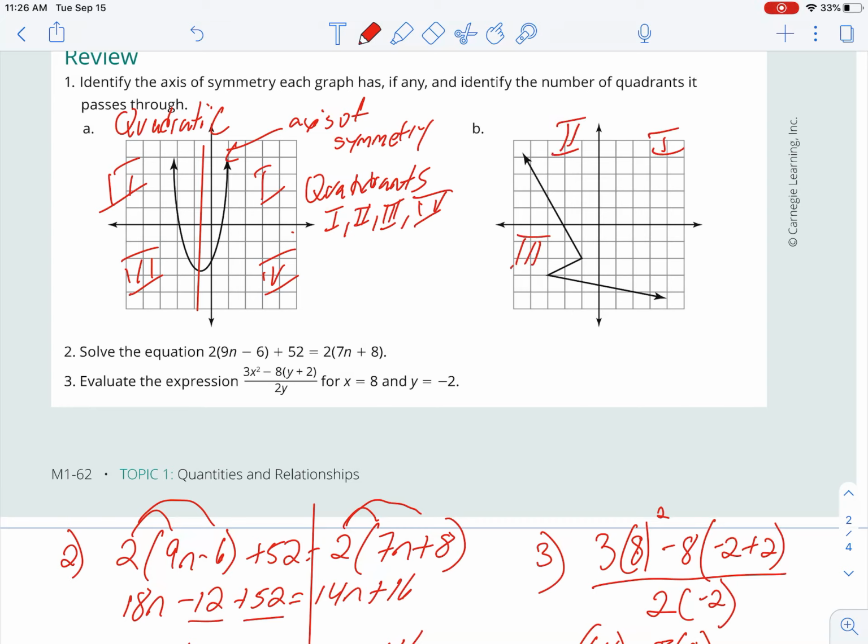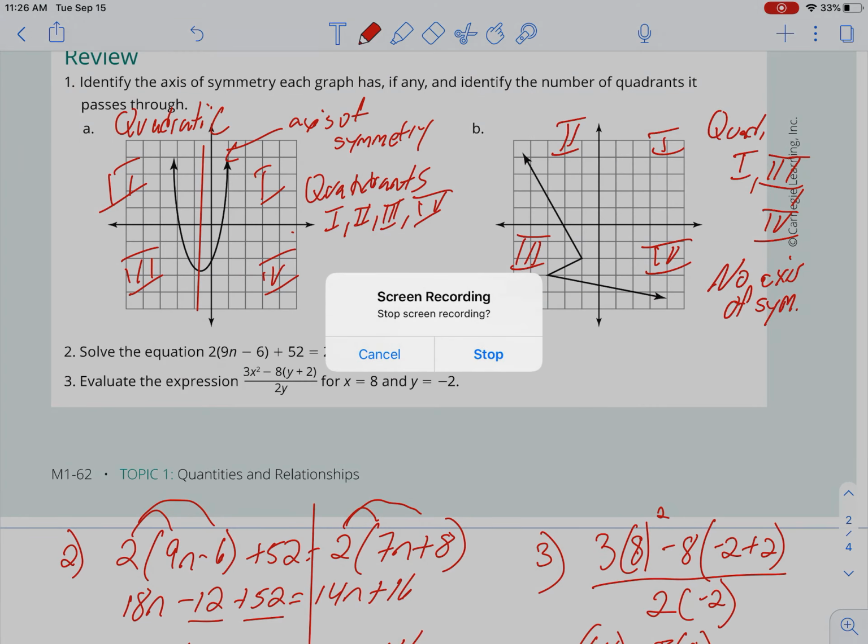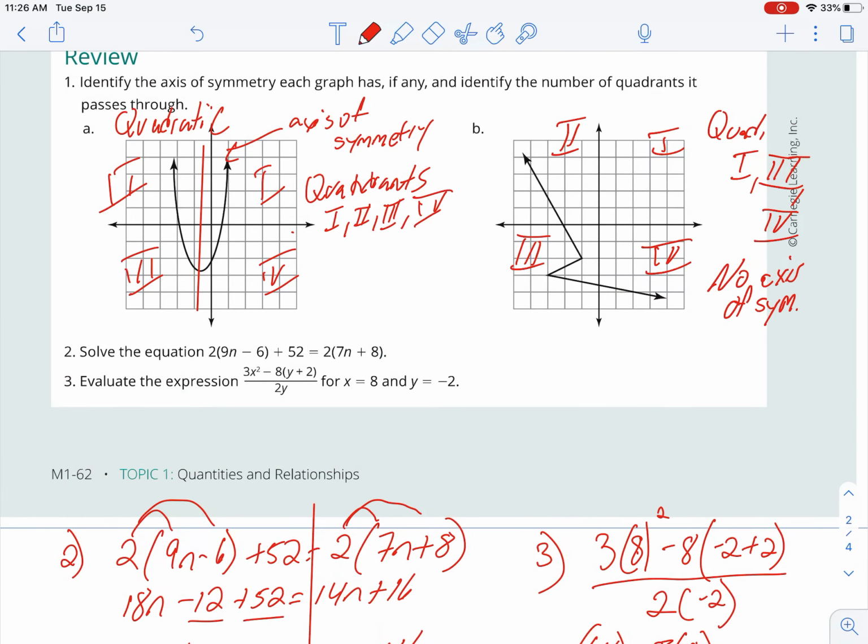And then identify the quadrants it is in. Quadrant 1, 2, 3, and 4. So this appears to only be in quadrants 1, 3, and 4. Yeah, that's about it. And we said no axis of symmetry. Okay, that should do it.